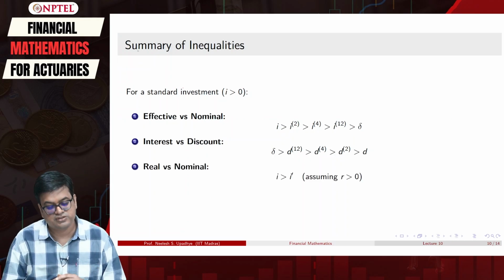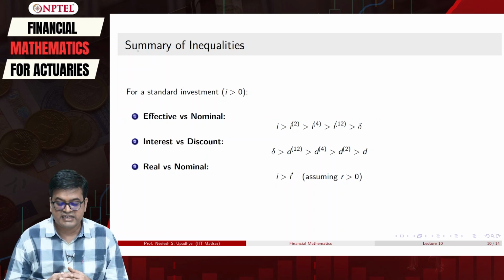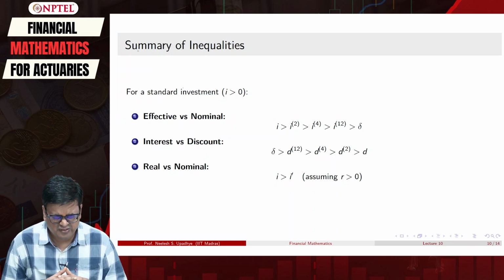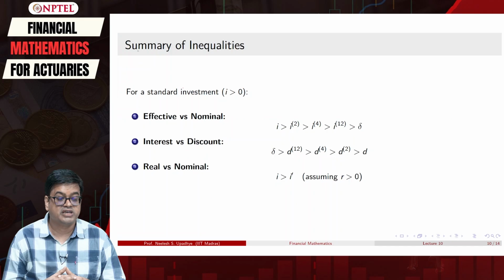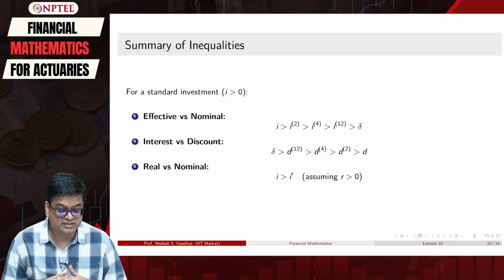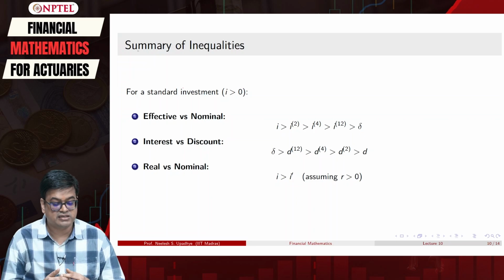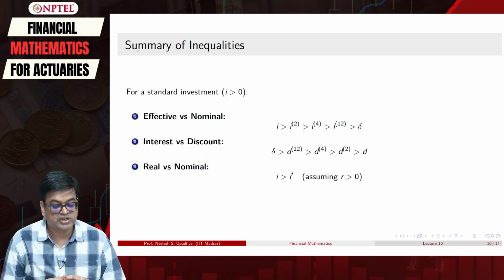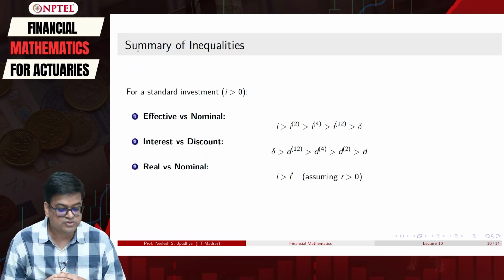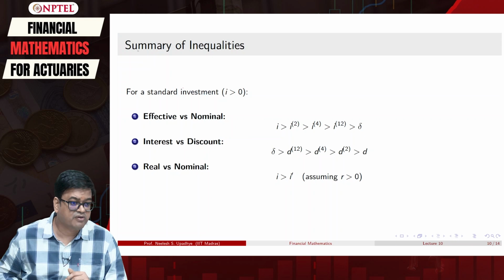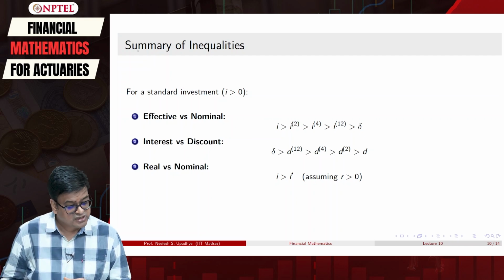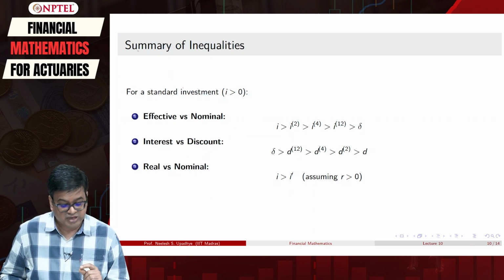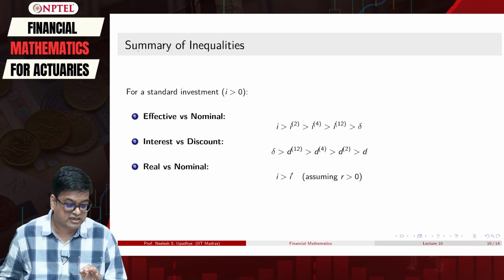Then finally, assuming the inflation rate is greater than 0, we have shown that our i, which is the nominal interest rate, is always going to be greater than i prime, which is the real interest rate, which we have shown using the Fisher equation. And now we have covered enough concepts, so we will reveal some exam traps that are possible.